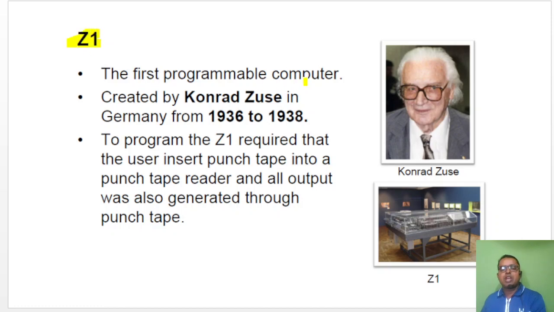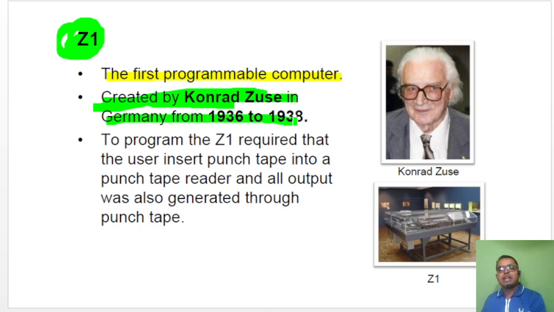The first programmable computer is nothing but Z1. Remember this one. Which is the first programmable computer? Z1. It was invented by Konrad Zuse in Germany from 1936 to 1938. Remember this one.